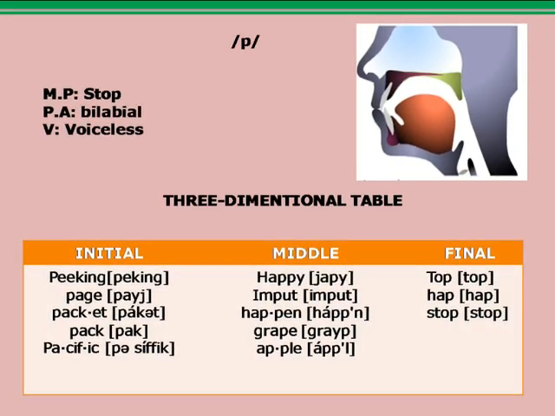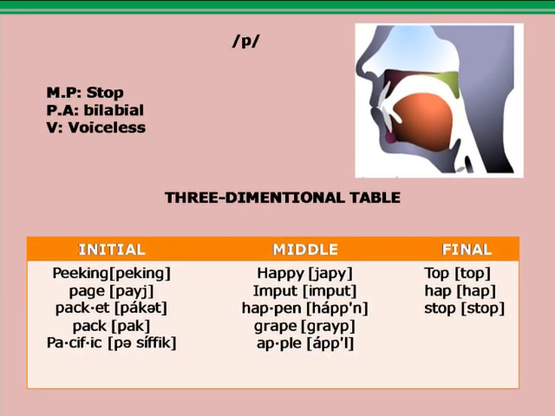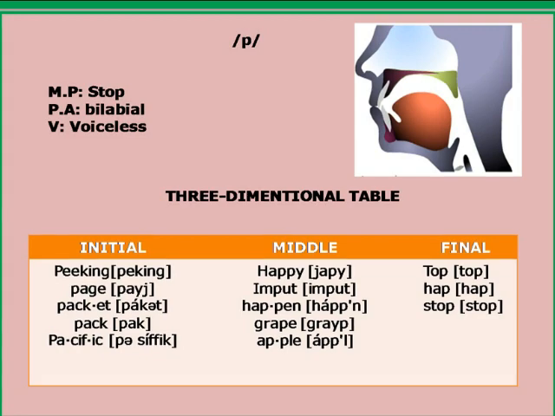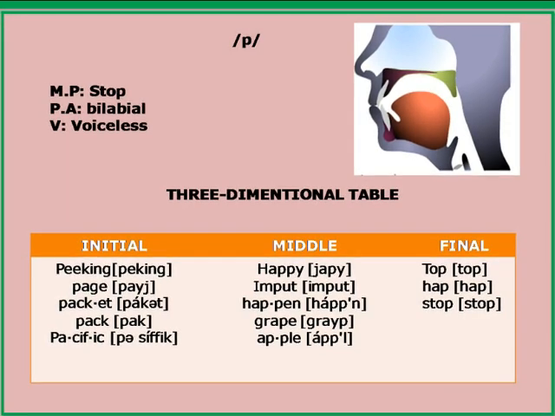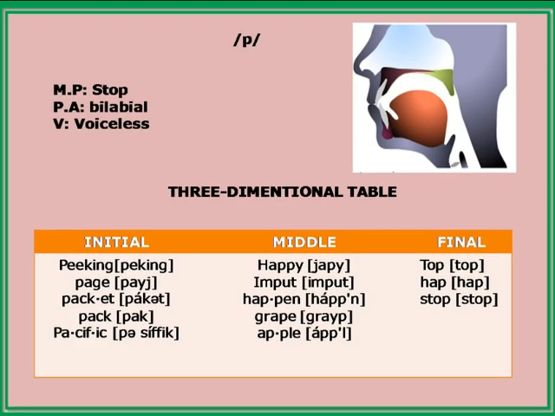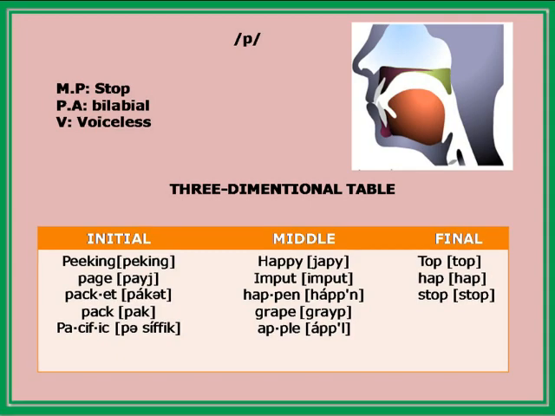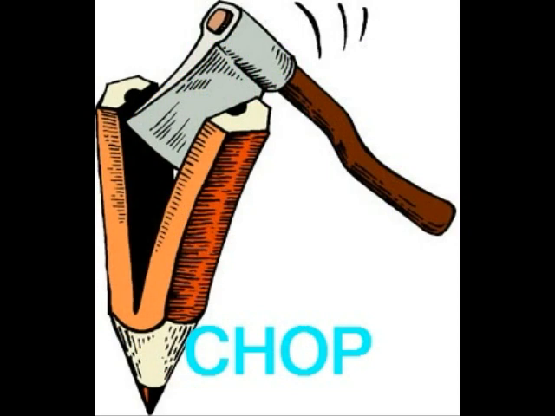In initial position: packing, page, packet, pack, Pacific. In middle position: happy, input, happen, grape, apple. And in final position: top, have, stop. Examples: pot, happy, shop.